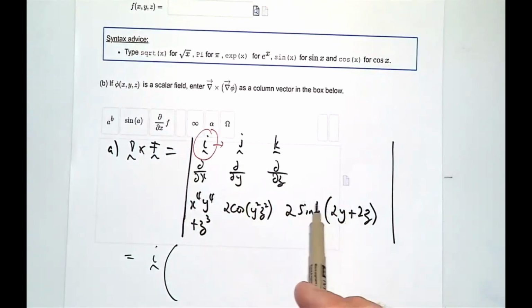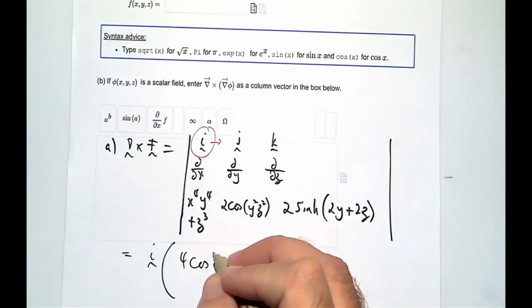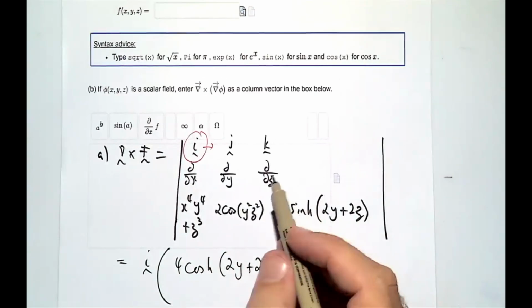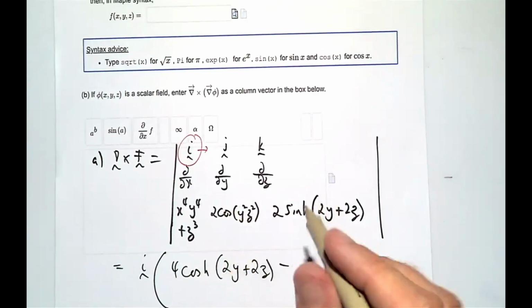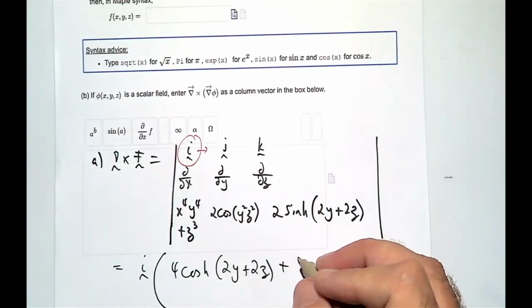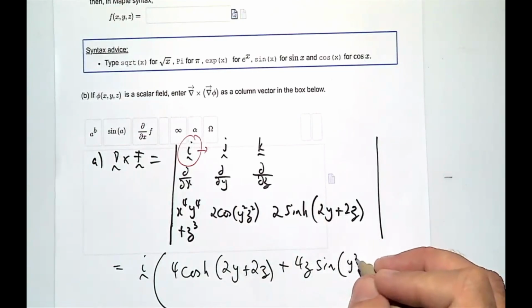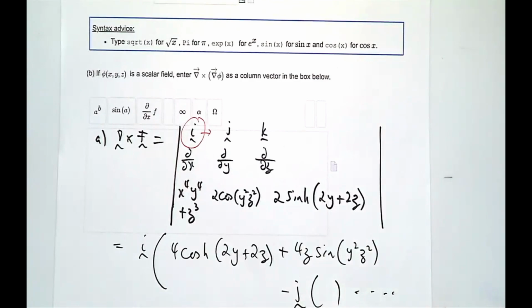d/dy of that, so what does sinh go to when you differentiate it? cosh, and the 2 is going to come to the front. Minus d/dz of that. So cos goes to negative sin, and 2z is going to come to the front. I don't care about the rest of it.